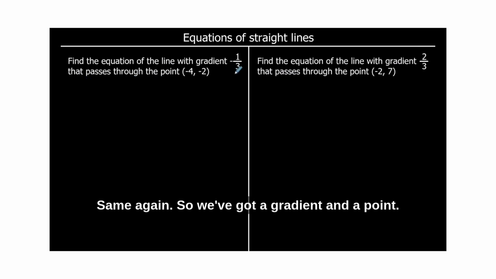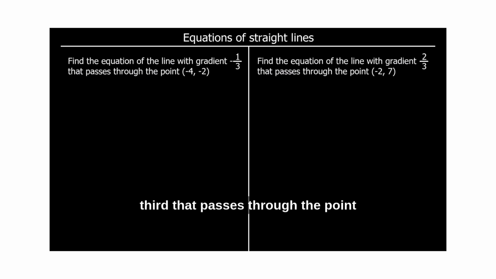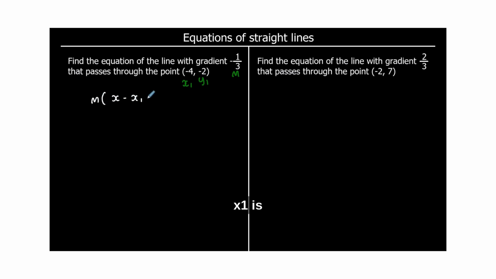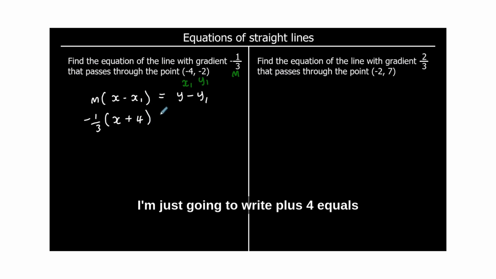Same again, so we've got a gradient and a point. Find the equation of the line with gradient minus a third that passes through the point negative 4, negative 2. So the gradient and the point. So the gradient times x minus x1 is equal to y minus y1. So minus a third times x minus minus 4, I'm just going to write plus 4, equals y minus minus 2, I'll just write plus 2.